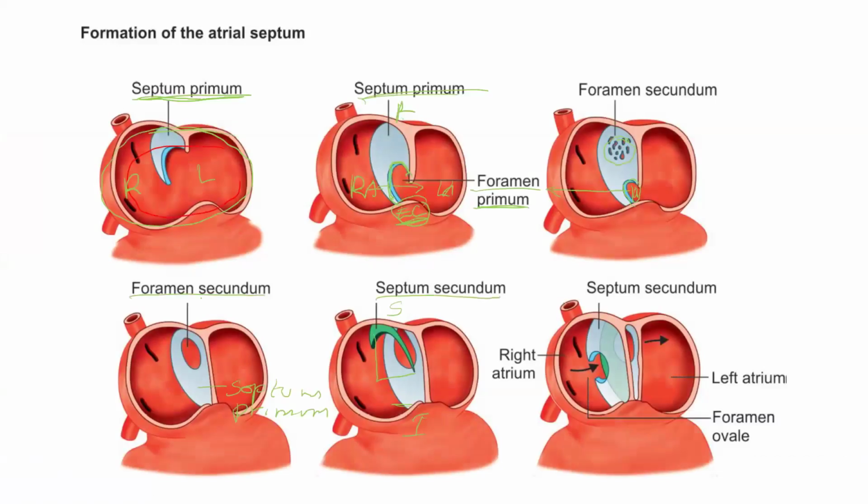Remember what I've said. Foramen secundum is an opening in the septum primum. Okay? In the septum primum. It is formed by apoptosis of the cells of the septum primum, as shown here. Those cells, you can see them, they are dying. They die out there. Now they form the foramen secundum.